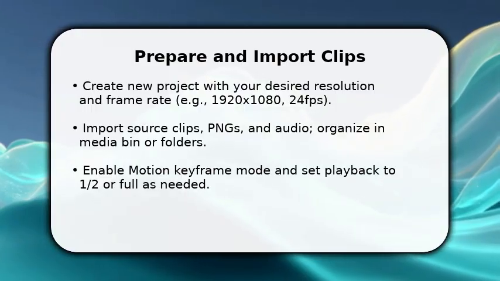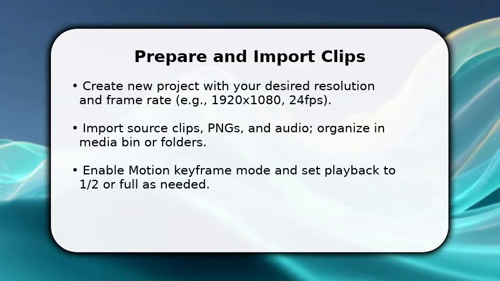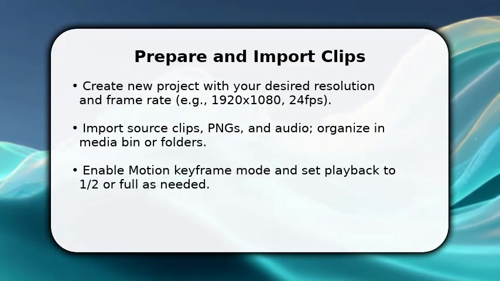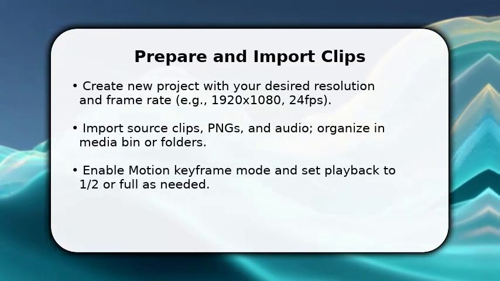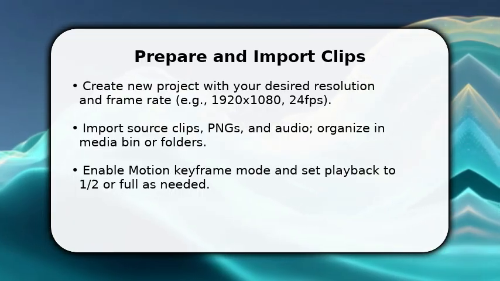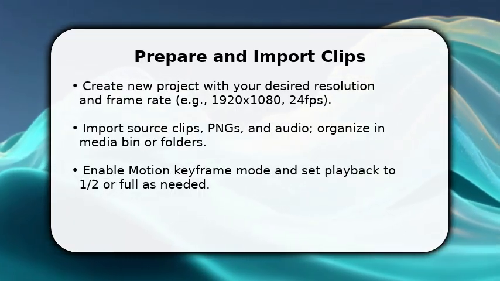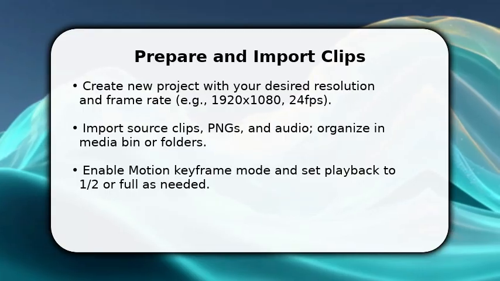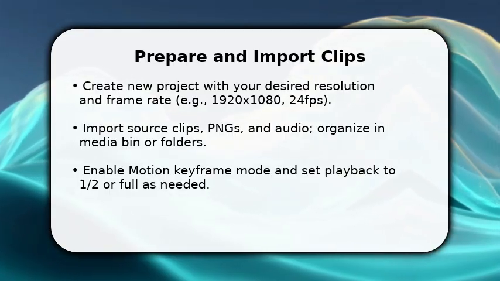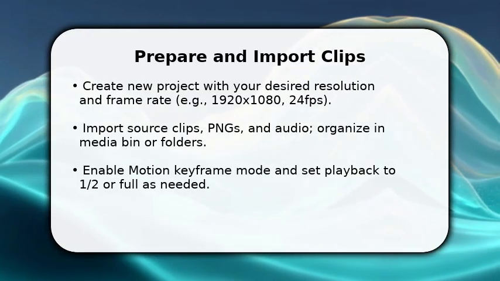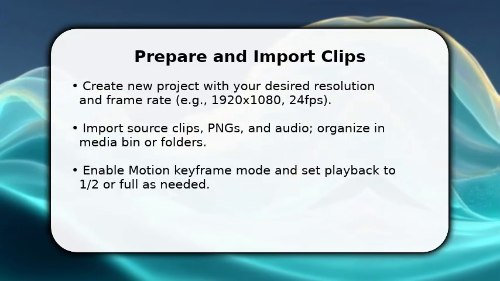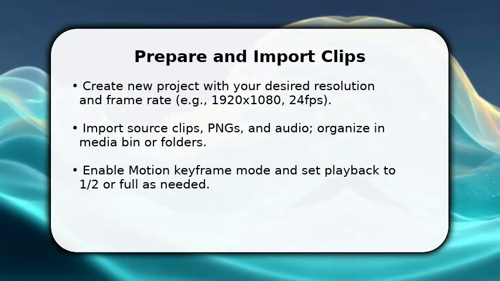You start by importing and organizing the clips you will motion edit. Make sure your project settings match your final output, such as 1920x1080 at 24 FPS. Once media is in the bin, drag the main clip to the timeline and enable motion keyframes on the clip properties. This unlocks position, scale, rotation, and anchor adjustments.